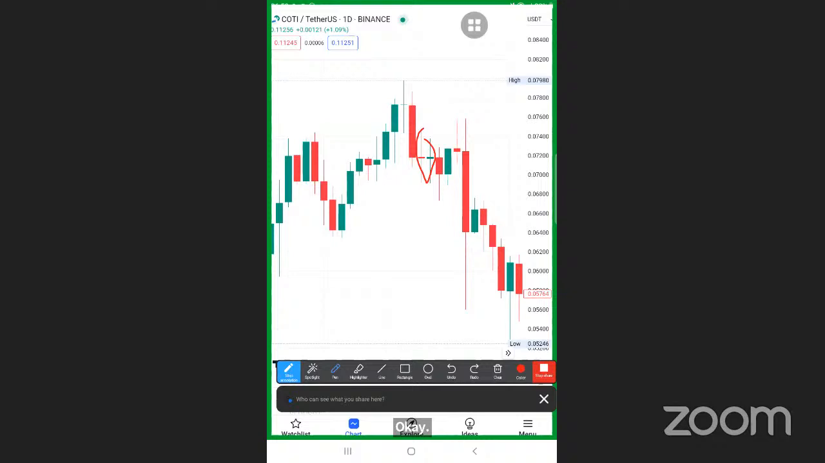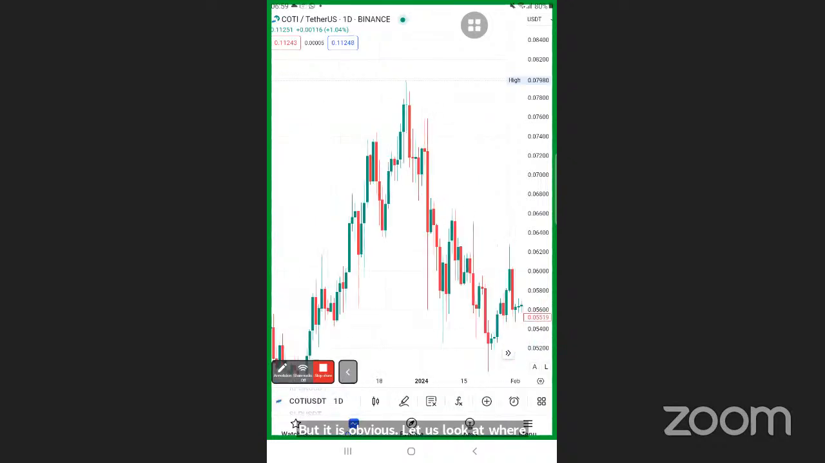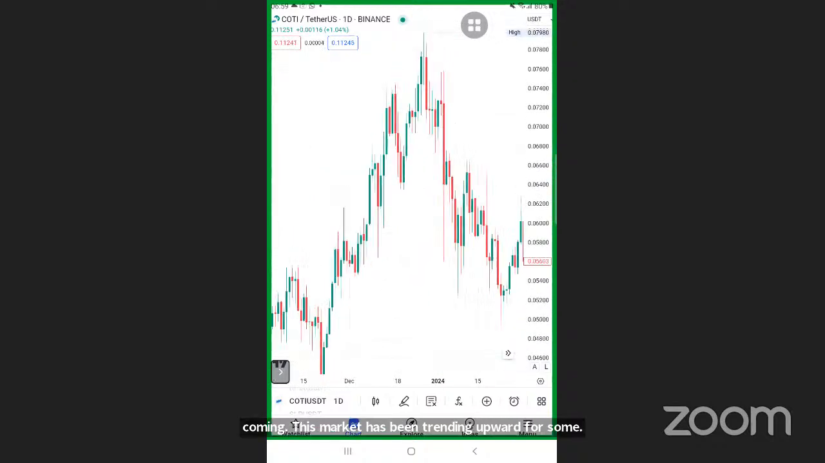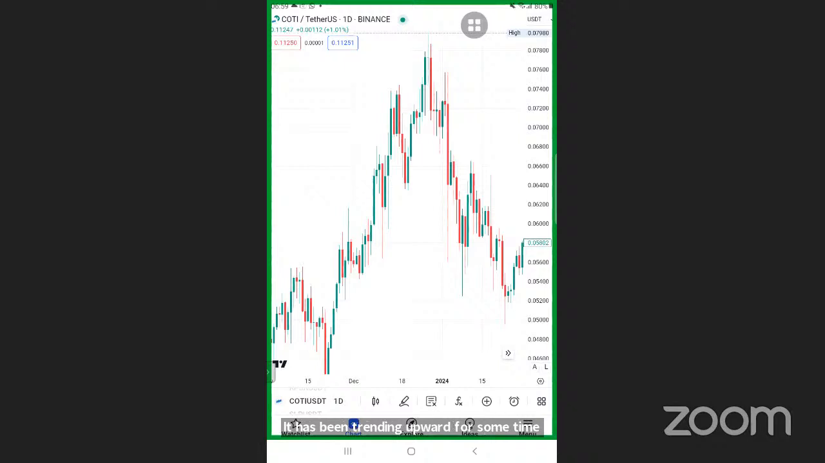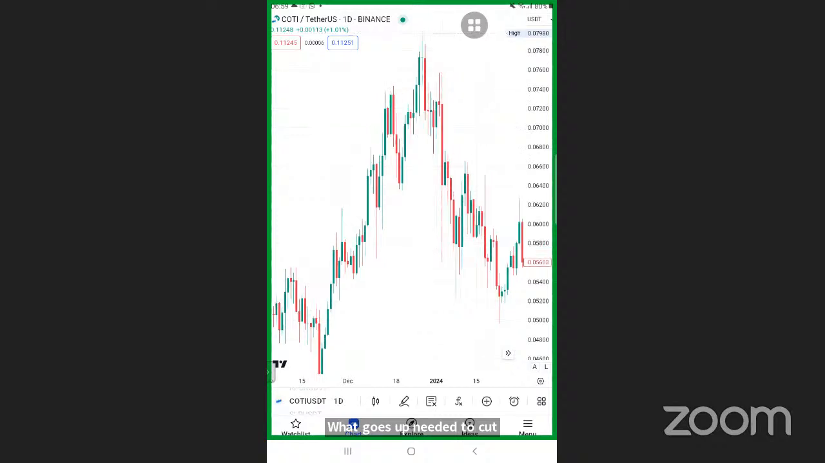But the market has already indicated that now it is going downward. It is obvious. Let us look at where the market is coming from. This market has been trending upward for some time. So the going down of the market is not something that we should say is a surprise. What goes up needed to come down. So the market came down here.